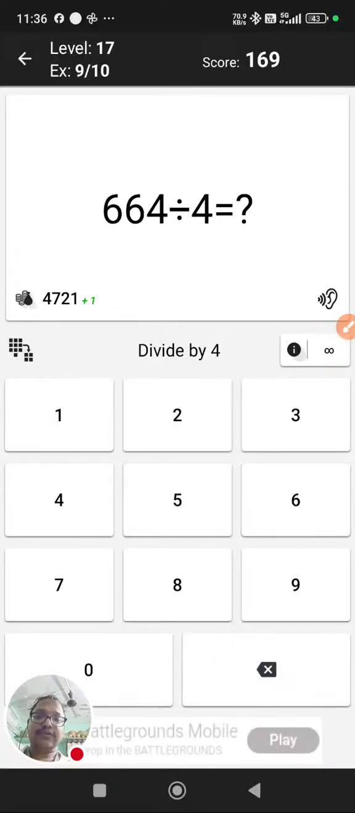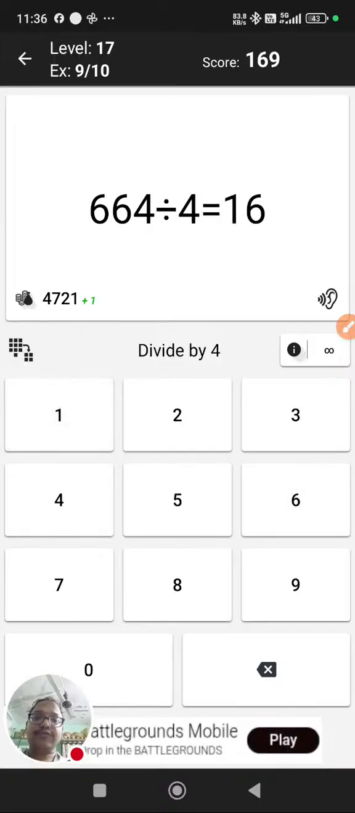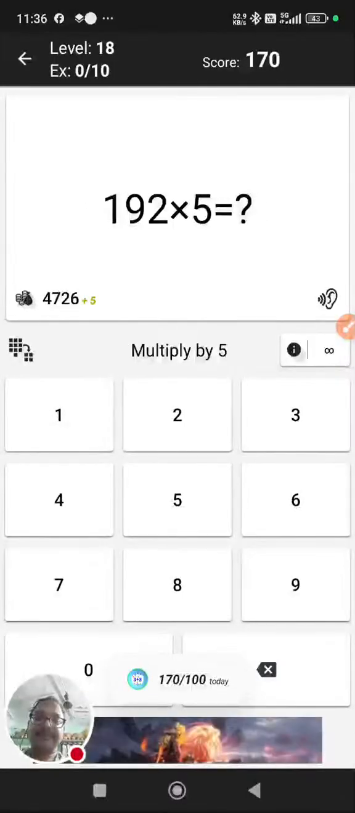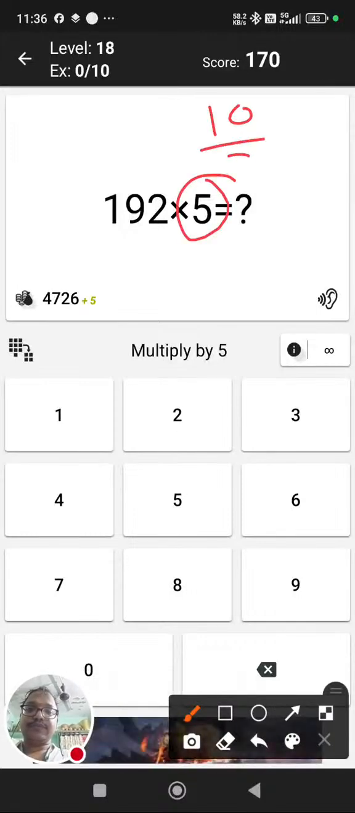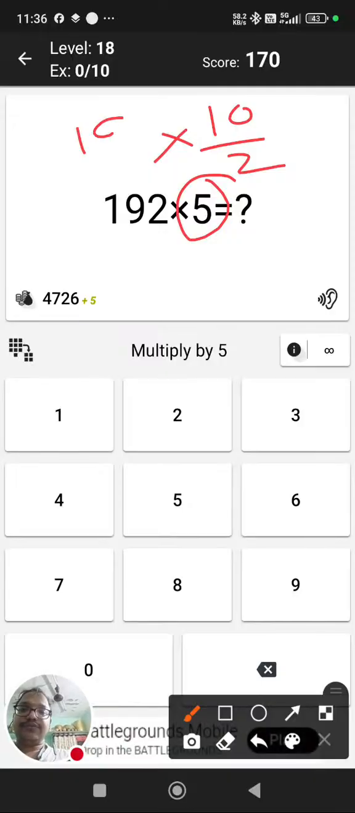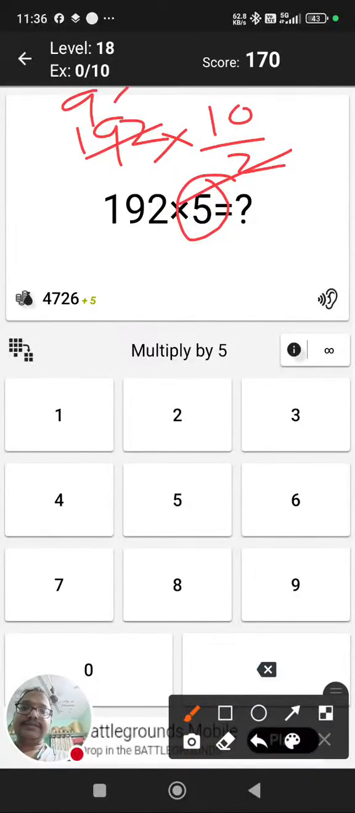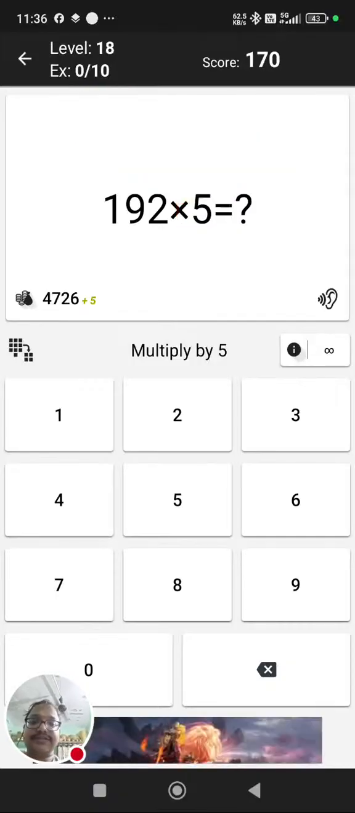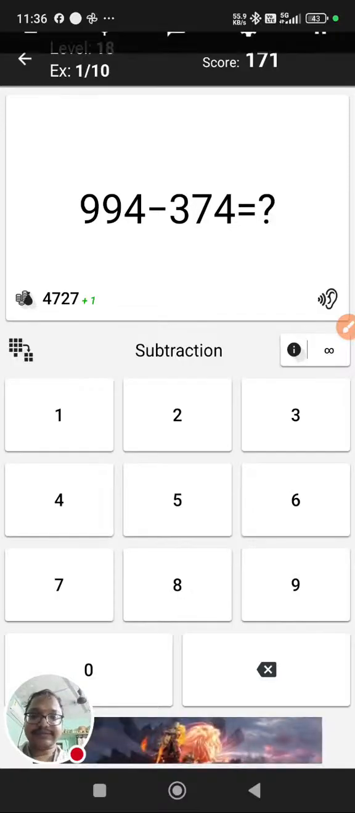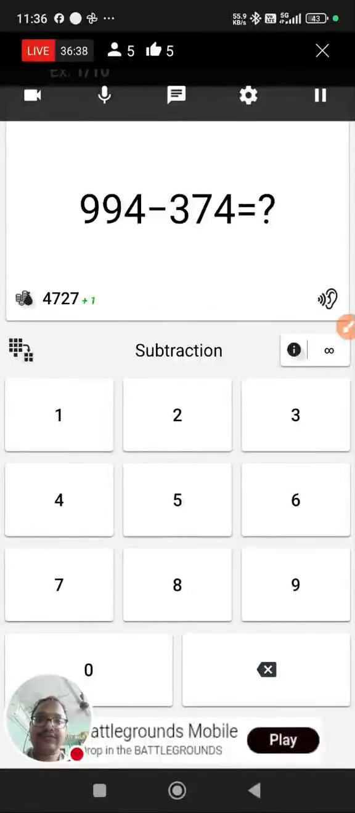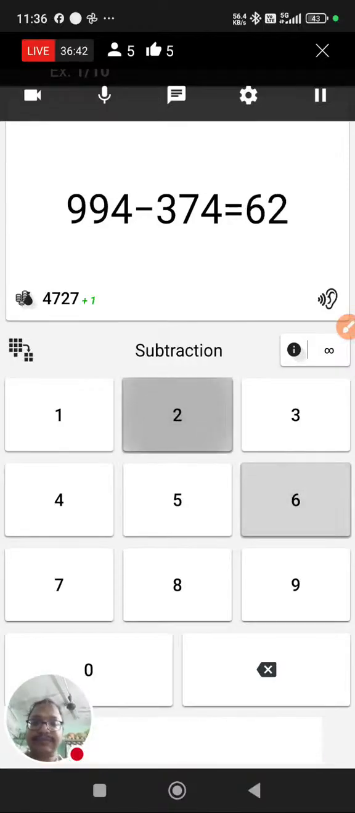4 16 times will be 64 and 24 means 6 times. Instead of 5 we write 10 divided by 2 into 192. So 2 9 times and 6 times. So 960 is our answer. Next, here the answer for this one will be 620.